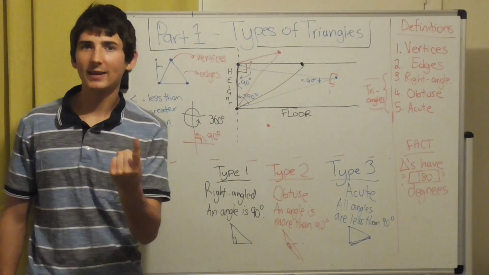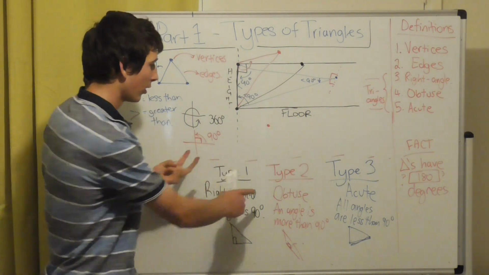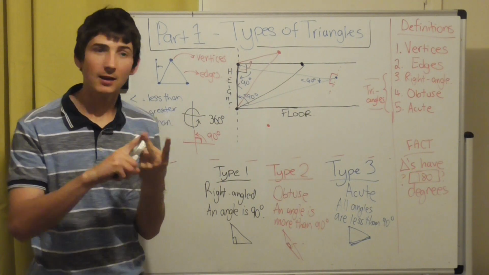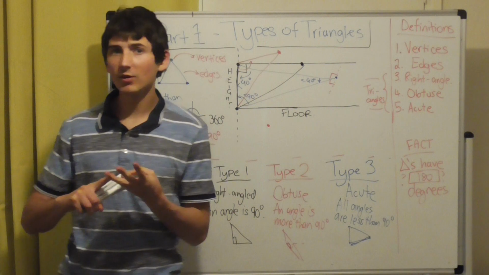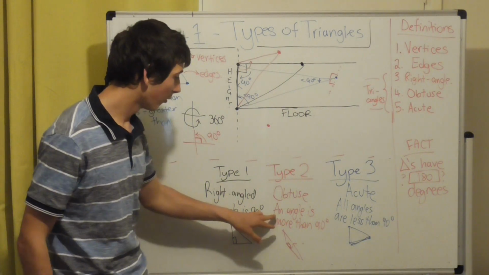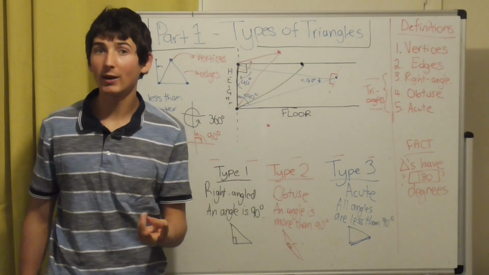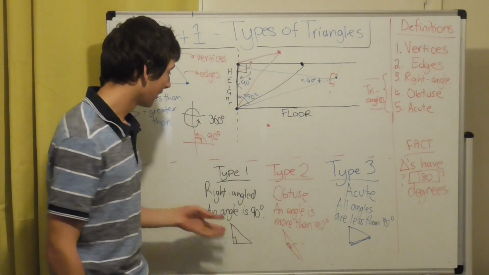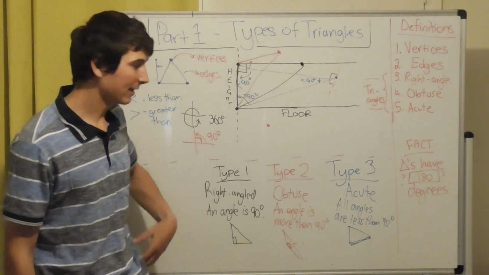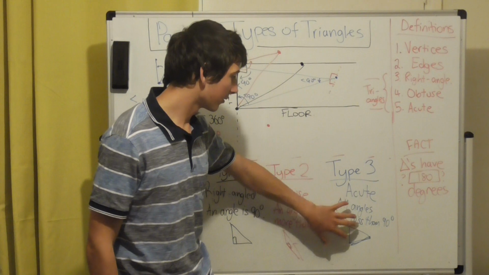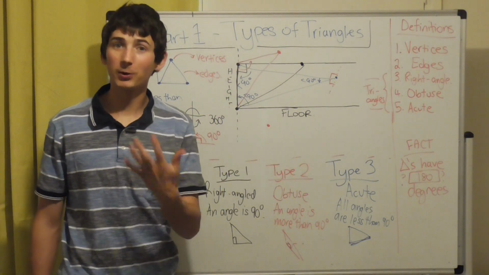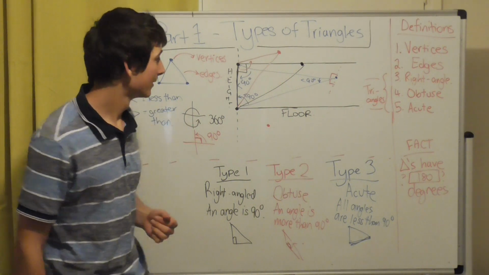Right angles are when one of the angles is 90. Obtuse is when one of them is greater than 90. And acute is when all of them are less than 90. There are no other options. There's no triangle where more than one angle is more than 90. There's no triangle where more than one angle is equal to 90. And there's no other triangle that doesn't fit these three categories. Alright? And I want you to convince yourself of that.